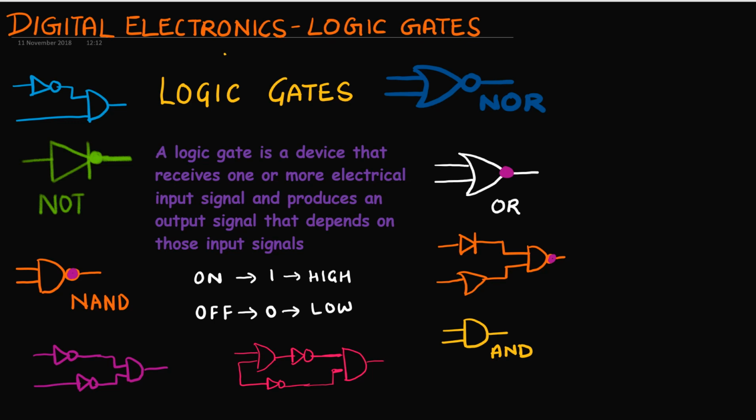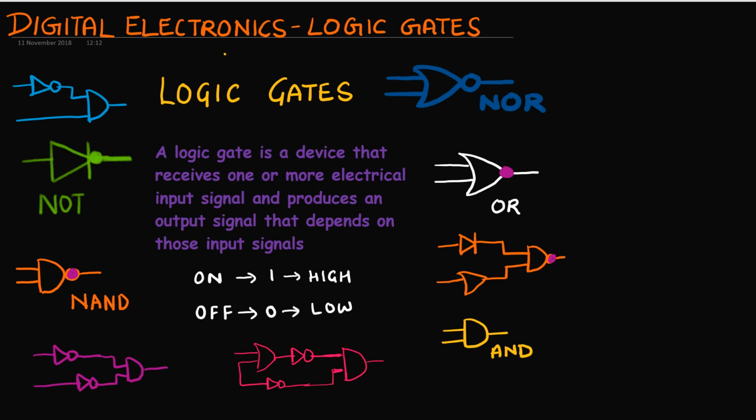In today's video on digital electronics, I shall teach you about the logic gates. Now, what is a logic gate? Well, a logic gate is a device that receives one or more electrical input signals and produces an output signal that depends on those input signals.